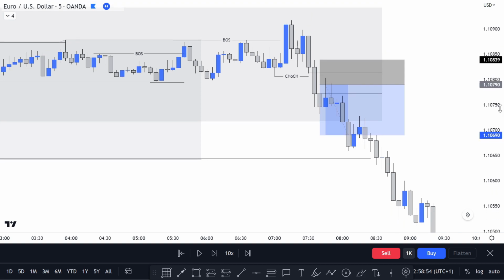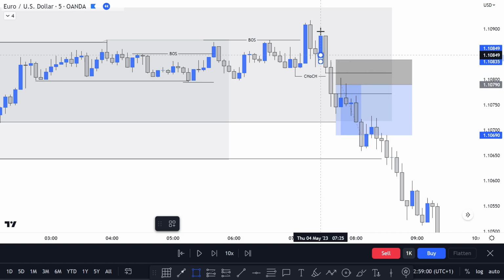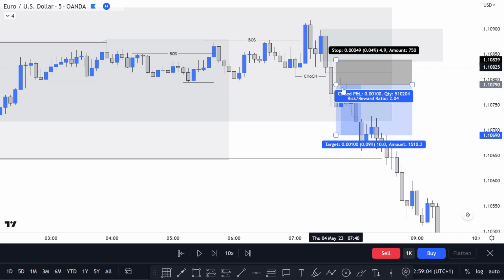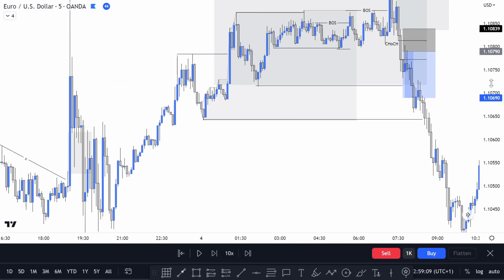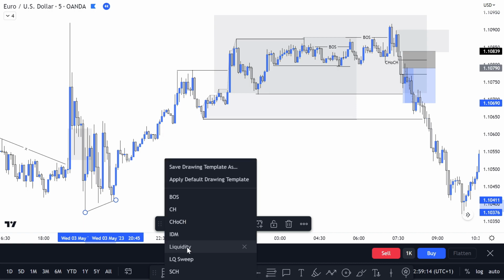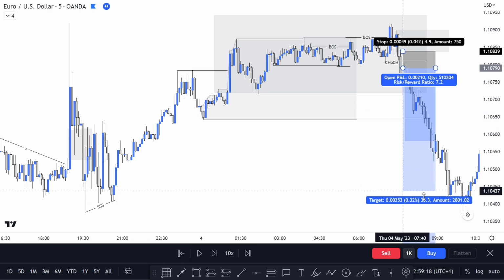But if you don't know how to take entries based on fair value gap, you simply wait for the supply zone, which is going to be this. So this is literally the supply zone, right? So you just have to target the recent swing point, and this is the recent swing point, and we have liquidity formed at these areas. So that's basically where you want to target.